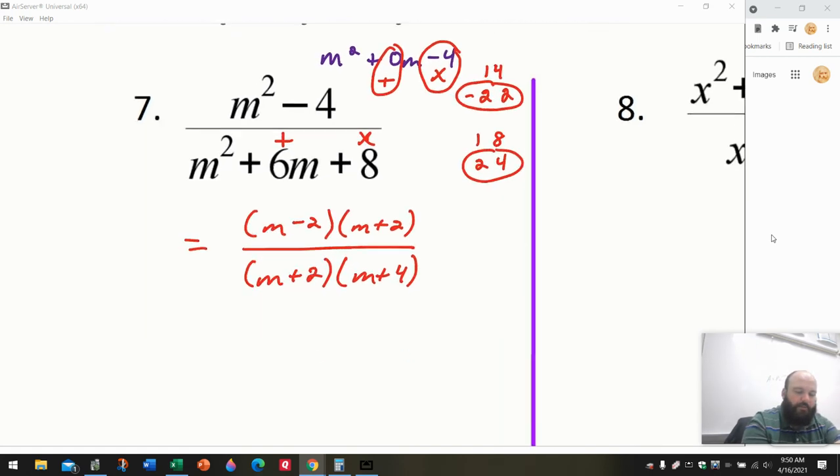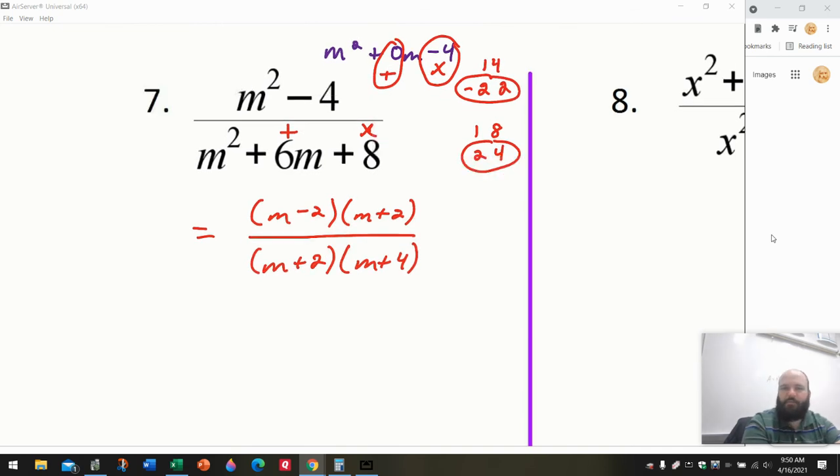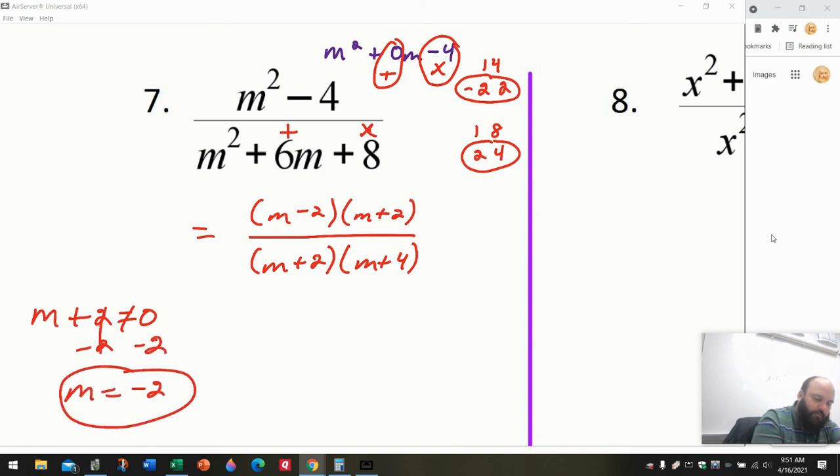So now that we have our rational expression fully factored, we want to look at the denominator and determine which values of m we should exclude. So what we do is we just take each of those and set it not equal to 0, like this. So we subtract 2 from both sides, you can see we get m does not equal -2.